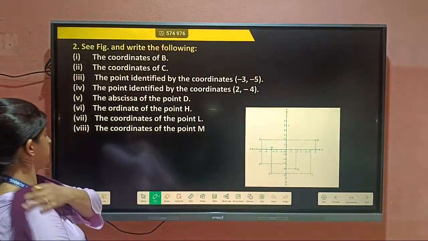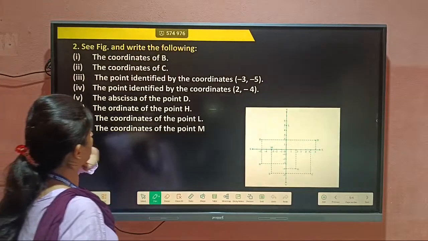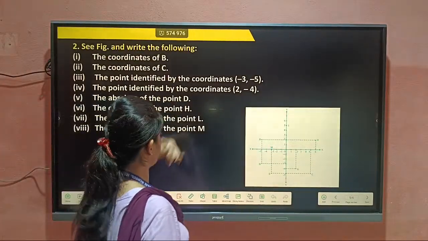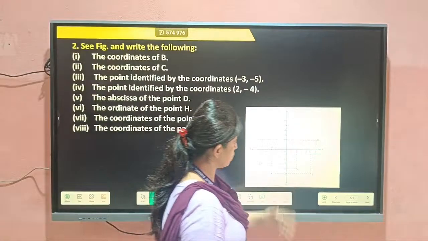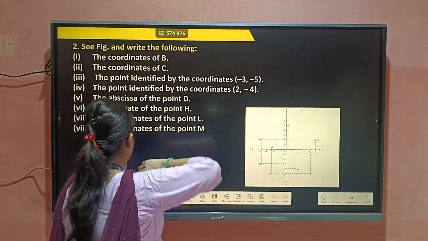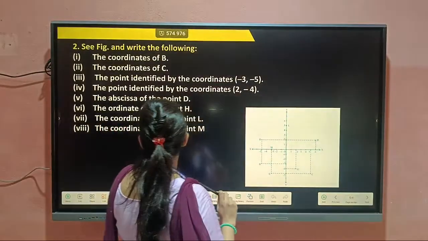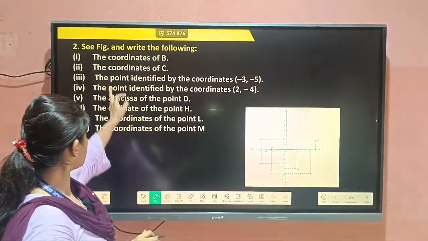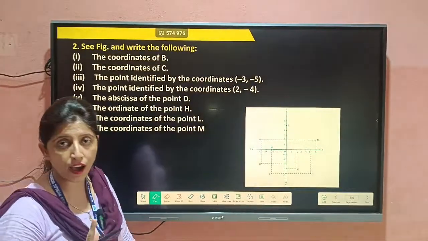Second question of this exercise, see the figure and write the following. First you have to see this figure and then you have to tell all the parts of this question, right? First one is the coordinates of B.